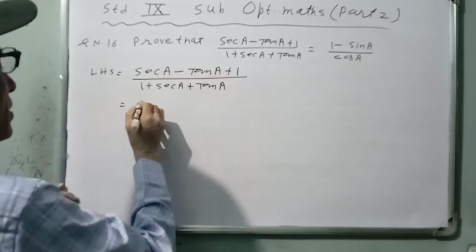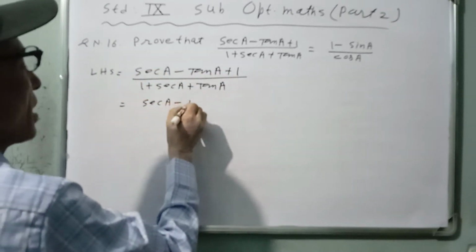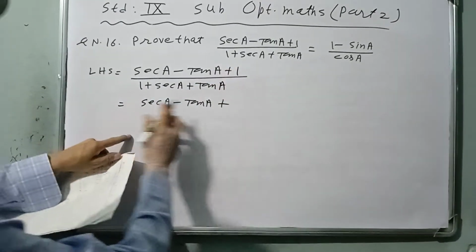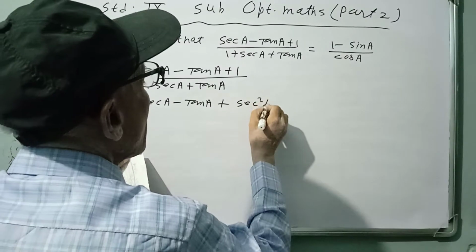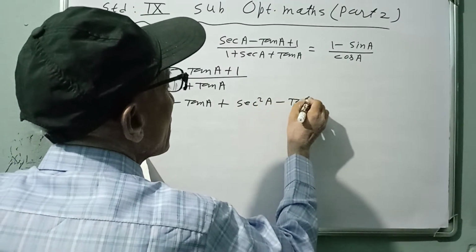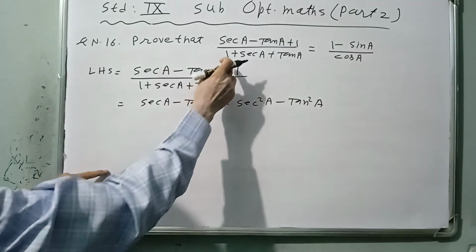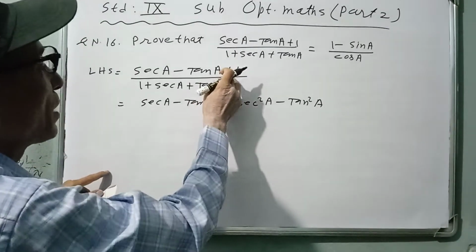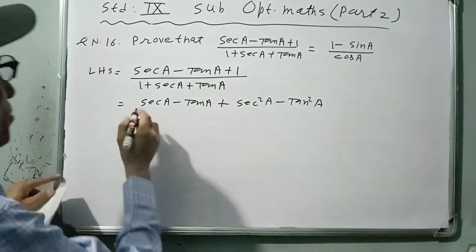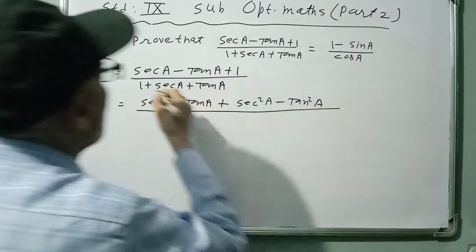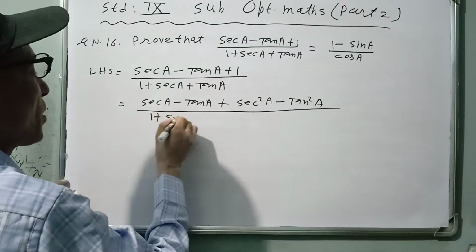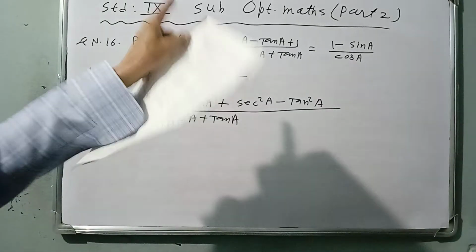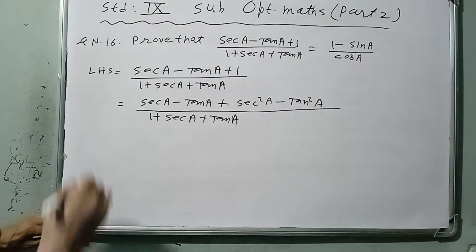Sec a minus tan a, same. Sec a minus tan a plus, this 1 is sec square a minus tan square a. Here there is plus, so no bracket is needed; if there is minus, you have to use a bracket. Denominator same: 1 plus sec a plus tan a. For long questions you have to write down the complete process.